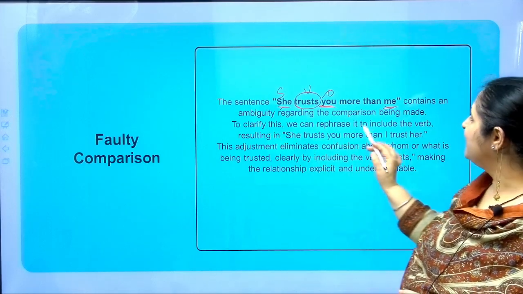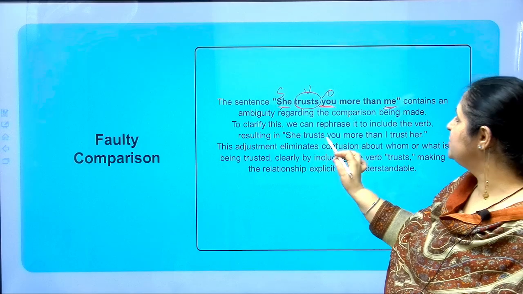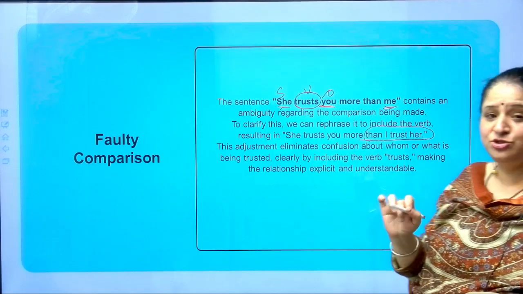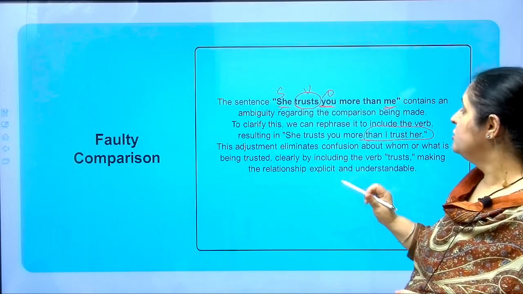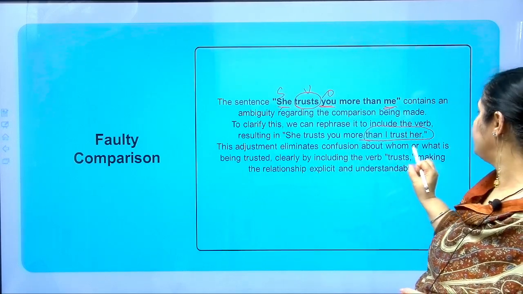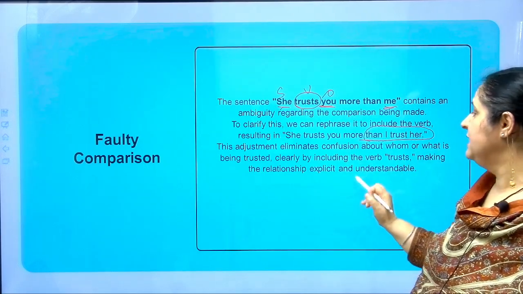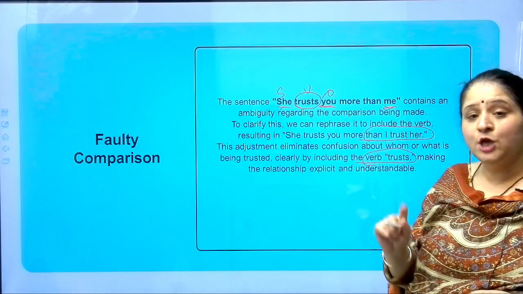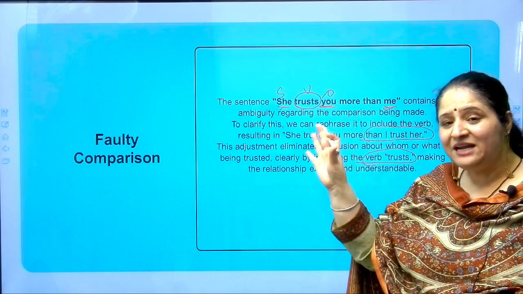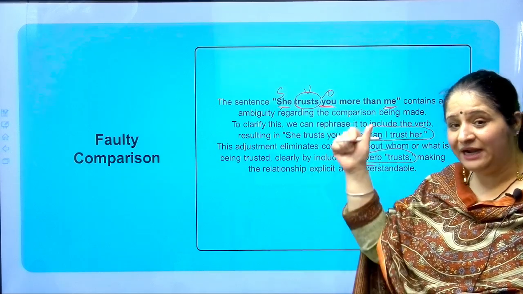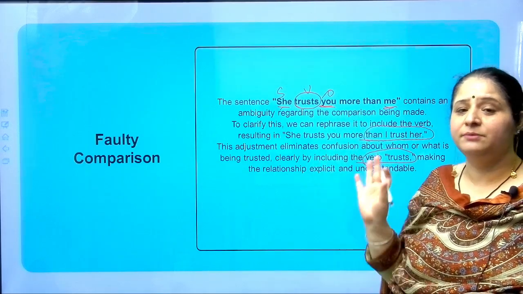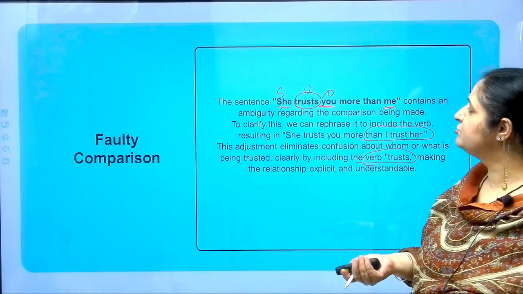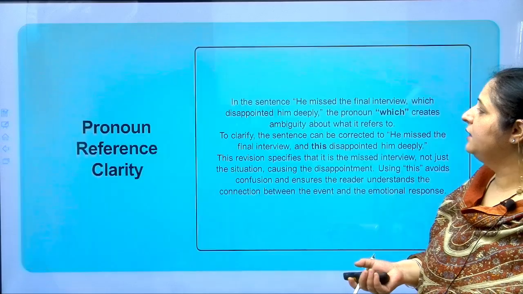To clarify this, we can rephrase it to include the verb resulting in she trusts you more than I trust her or I trust you. ठीक है, clear है? So this adjustment eliminates confusion about whom or what is being trusted clearly by indicating the verb trusts. ठीक है, तो जब भी आपको ऐसा कहीं confusion है, mentally put a verb. ठीक है, तो मेंटली पुट अ वर्ब का मतलब है ब्रैकेट्स में आप एक वर्ब डाल दो या वहां पे ऐसे के ऐसे भी वर्ब डाल दो सो दैट देयर इज नो मोर कंफ्यूजन. इज दैट क्लियर स्टूडेंट्स? सो लेट मी गो टू द नेक्स्ट वन.